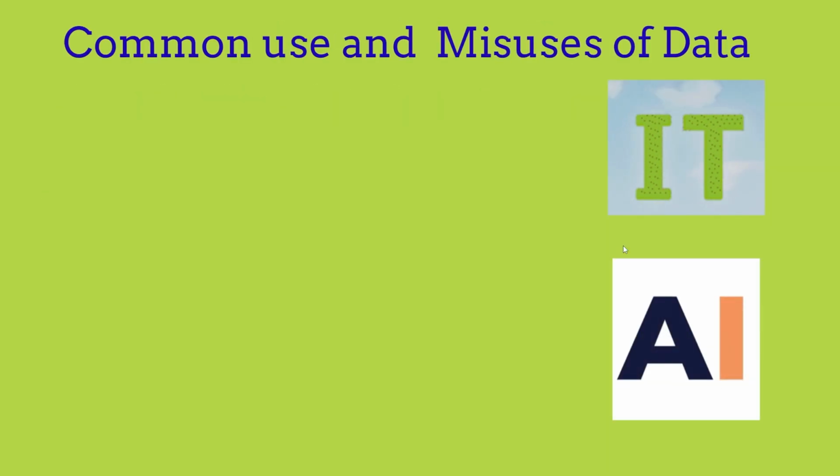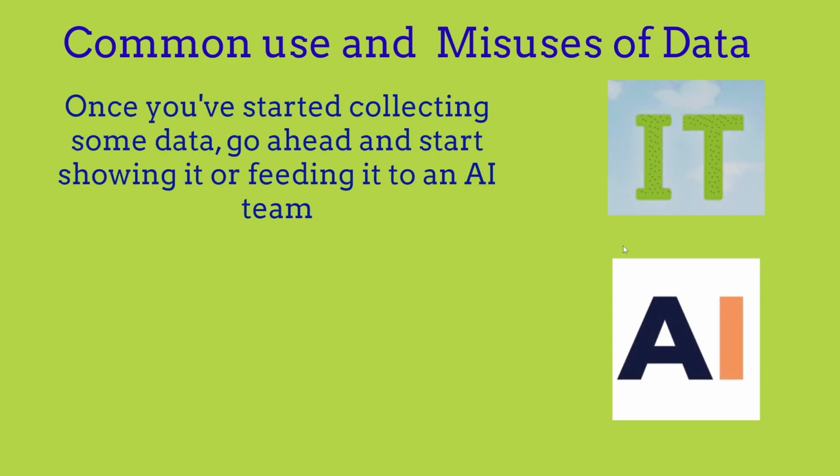So now we're going to talk about the common uses and some misuses of data. We're going to use an example of an IT company and also an AI company. As soon as you start collecting some data, go ahead and start showing it off to an AI team. Let's say there is a home builder, and this home builder is trying to create an application where you provide the square feet of a house, the number of bedrooms, and the bathrooms, and it responds with the price of the house.